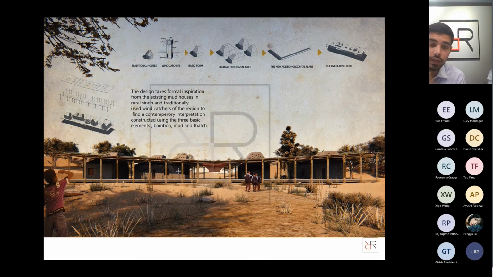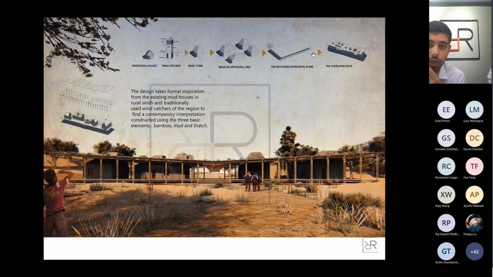So again, we took these traditional homes and also the wind catches that were present on the site, and we basically came up with these basic forms. And then these basic forms were then made into modular structures. And on that modular structure, for giving an entire overall scheme, we added an overlay safari roof that would give more of a sun shaded program throughout.